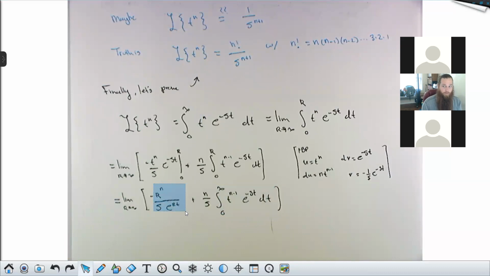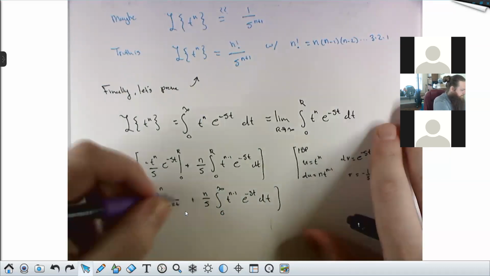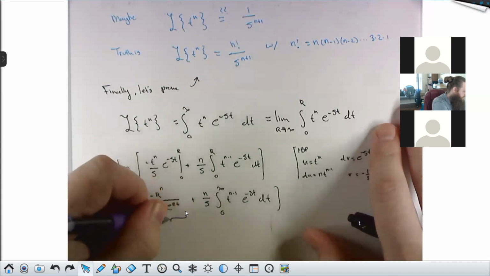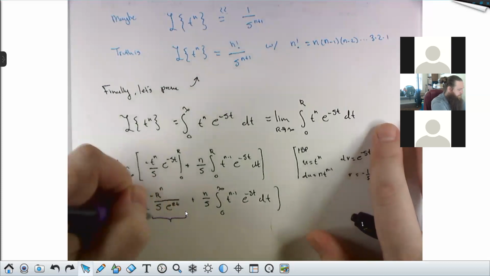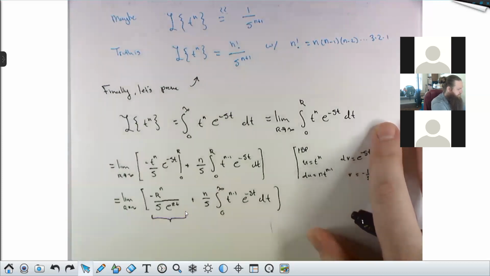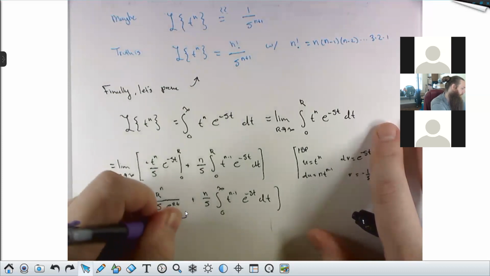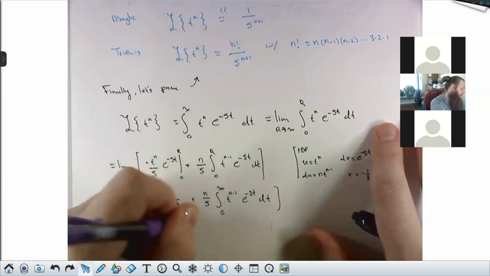The piece over here is going to go to 0 by n applications of L'Hopital's rule. I don't have the time to write out n applications of L'Hopital's rule. The truth is it would be another inductive proof. This goes to 0 by n applications.